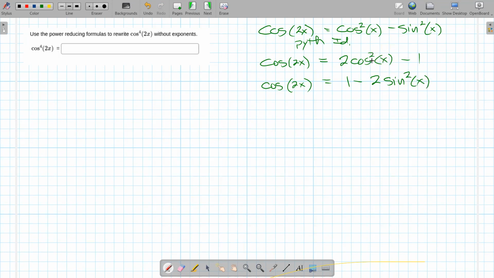And if we solve this for the cosine, that gives us the half angle formula. If we solve this one for the sine, that gives the half angle formula for the sine. Now, if we solve this for the cosine squared and sine squared without doing the square roots, those are what they call the power reducing formulas.